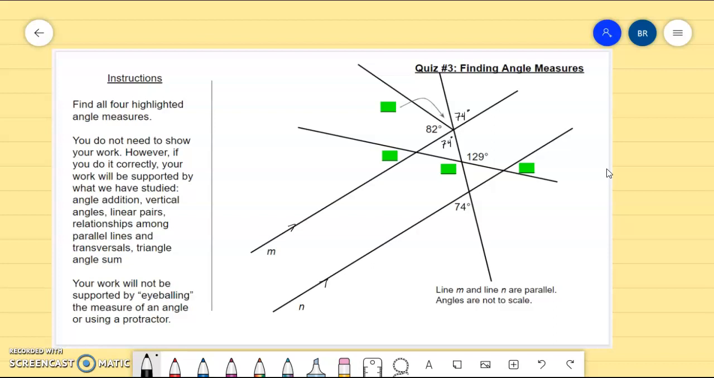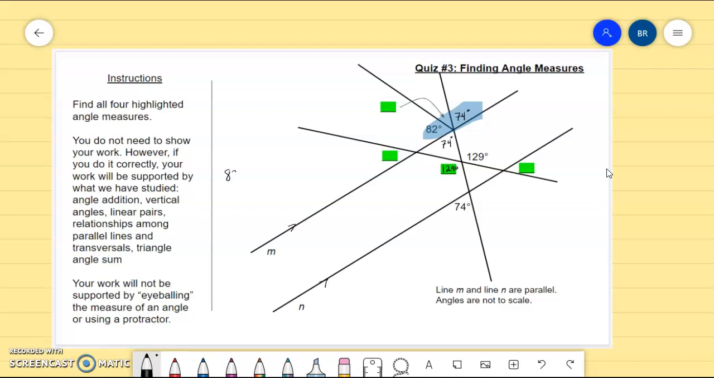And what else do we know? Well, these are vertical angles. This has to be 129. Okay. Now, I want you to notice that these 3 angles are linear. They make up a line.